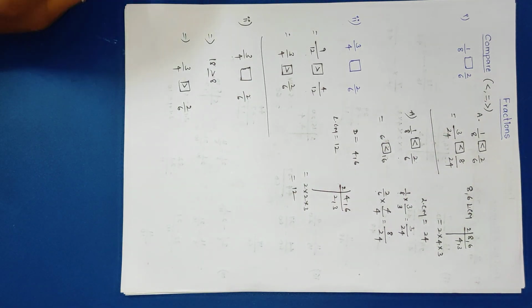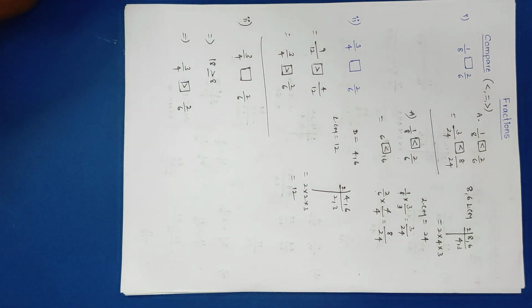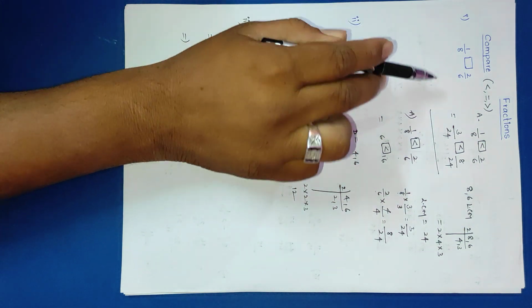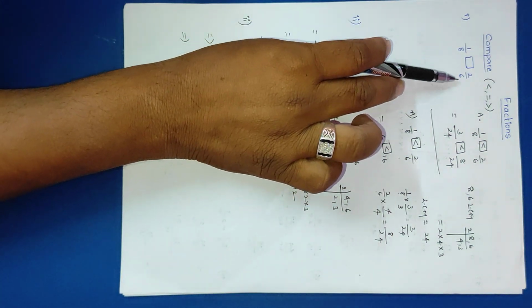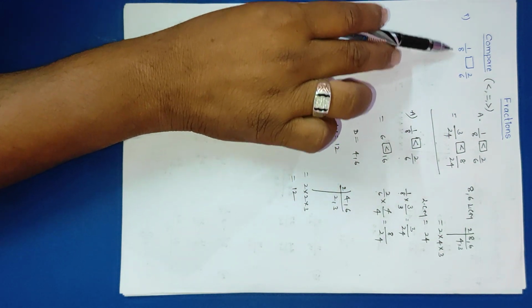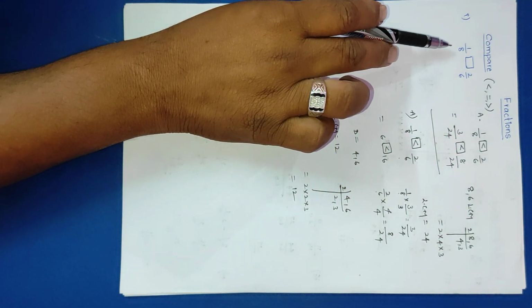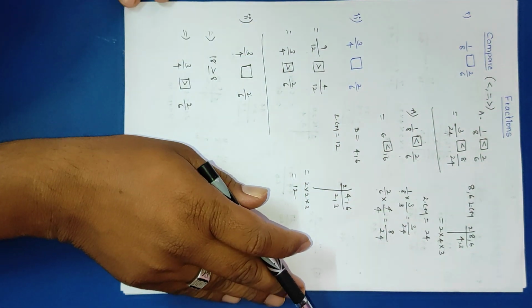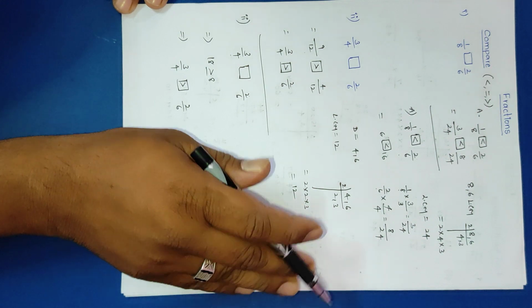Hi everyone. Today our topic is fractions: how to compare two fractions. Here 1/8 and 2/6 are different fractions. 8 and 6 are different denominators, so these are unlike fractions. For unlike fractions, how can we say which is big and which is small?